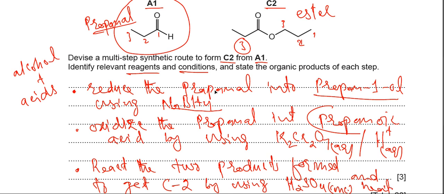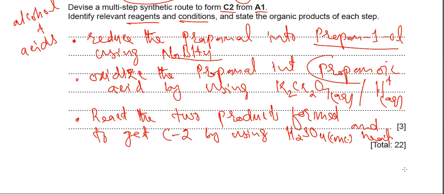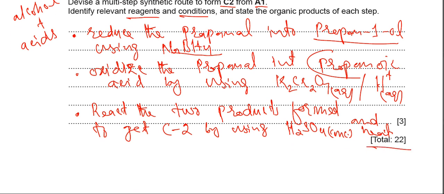Hopefully, I'm going to repeat first again. Number one, you reduce this into propanol, propan-1-ol, and then you oxidize this propanol to propanoic acid. Then react the propan-1-ol and propanoic acid to get this ester, propyl propanoate, C2. Hopefully you understand, and this is the end of question number 3.